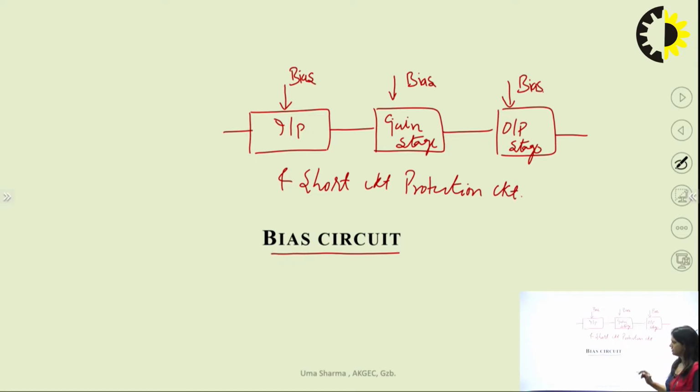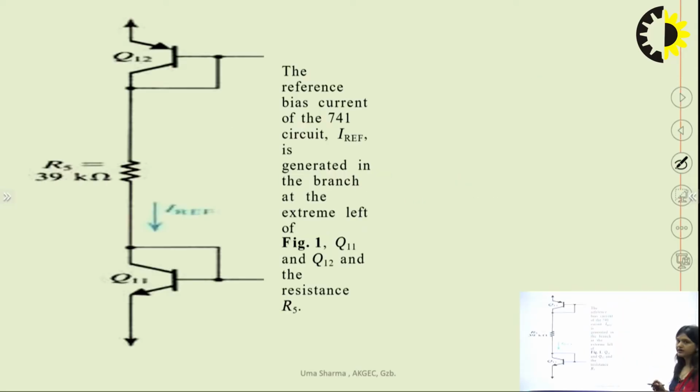So here now we can discuss the biasing circuit. The use of this biasing circuit is to provide the biasing to the different stages. So this is the reference bias current circuit, which consists of Q11 and Q12 transistors, and this circuit is generating a reference current, and this reference current is used to bias the input stage. So basically this is used to bias the input stage.